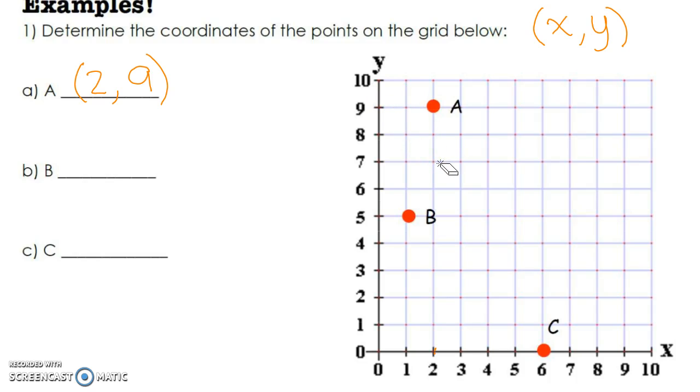Now pause the video and I want you to try doing points B and C and writing the ordered pairs for those 2 points. At this point, you should have written the coordinates for points B and C.